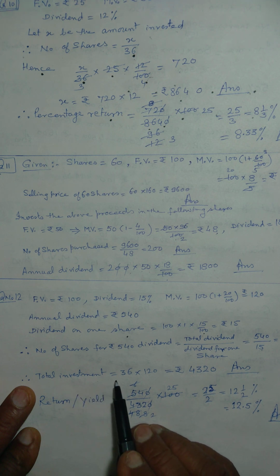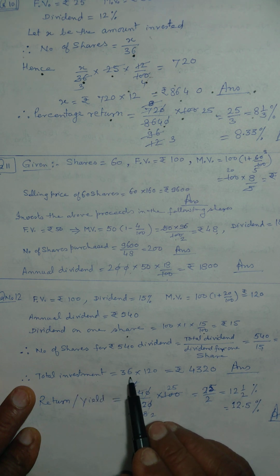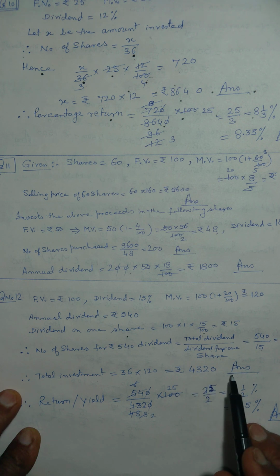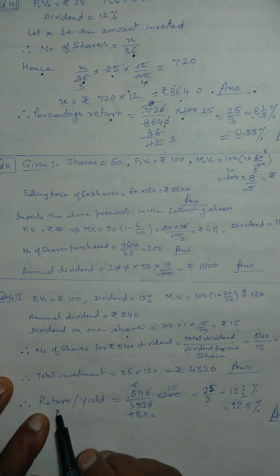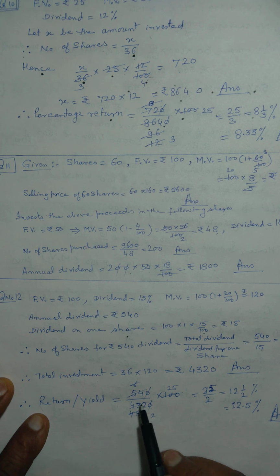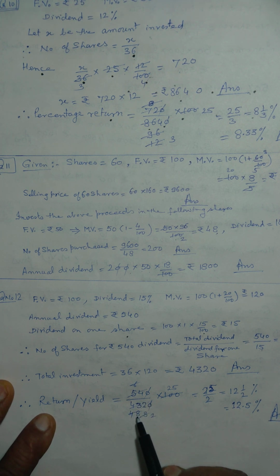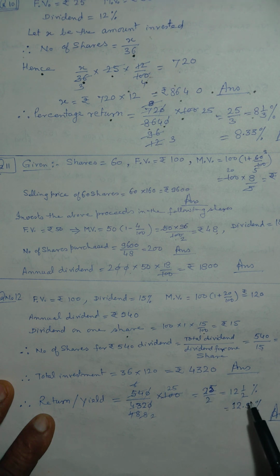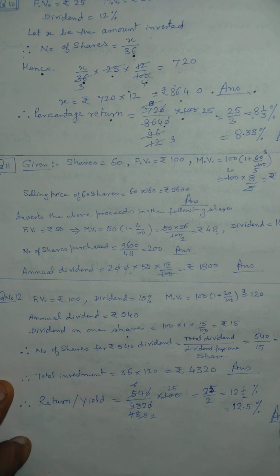Total investment is equal to 36 into 120. This will be equal to 4,320. Now return or yield percentage will be equal to 540 divided by 4,320 into 100, it will be equal to 25 divided by 2, that is equal to 12.50. This will be the answer of question number 12.